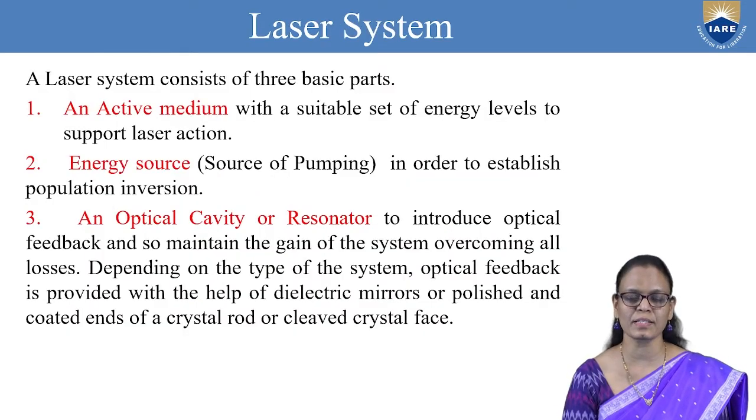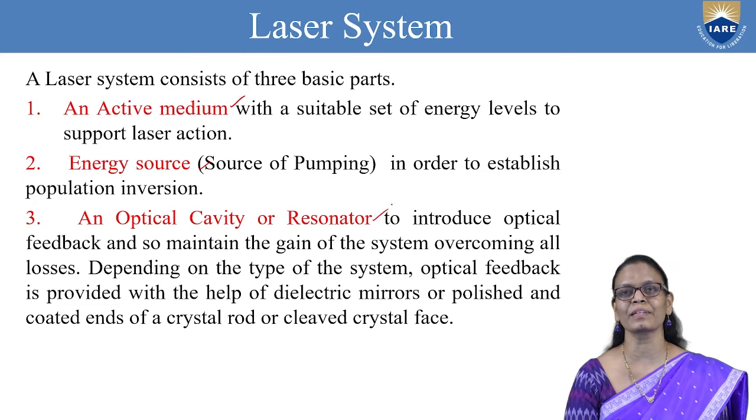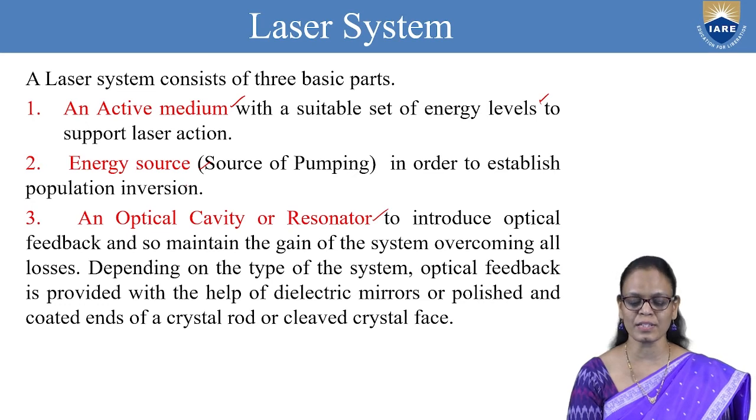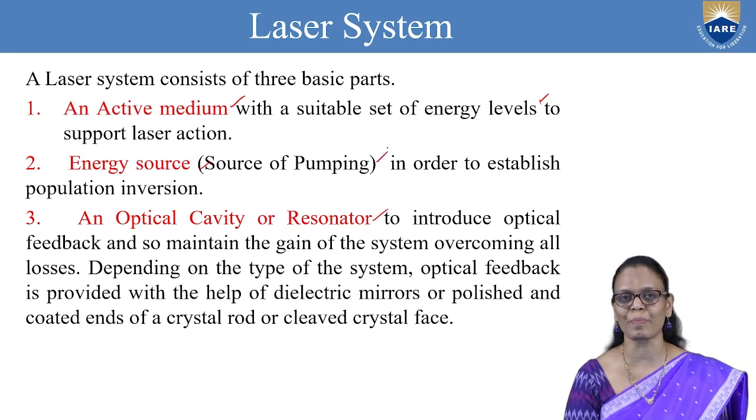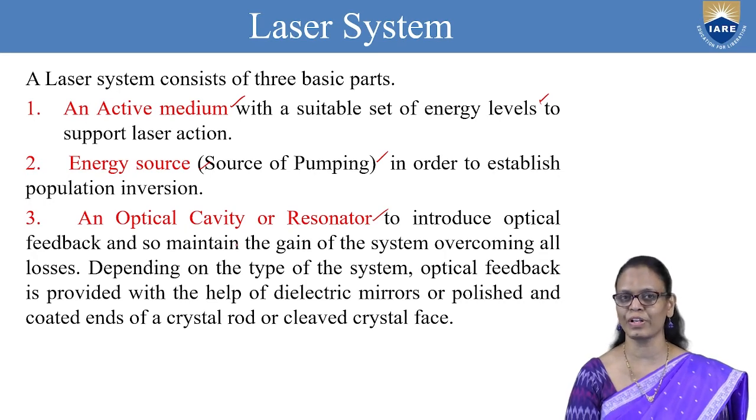Now coming to the laser system, it will consist of three basic parts. So the first one is the active medium, the second one is the energy source, and the third is the optical cavity or resonator. So in the active medium, we will see different energy levels that are suitable which support the laser action. And in energy source, we use the source of pumping. The pumping mechanisms we use to pump the atoms to higher level. And the optical cavity where we take the active medium and keep the reflectors so that we achieve the optical feedback.